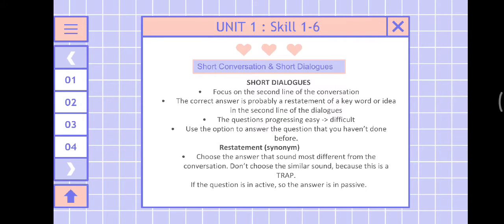If the question is active, the answer is passive. Who and what is one noun or subject, so you have to focus on the first person.